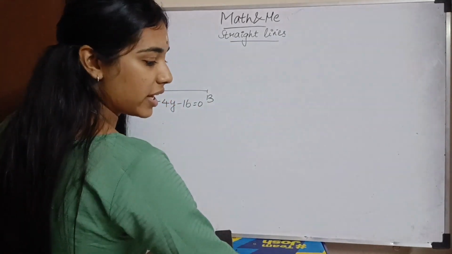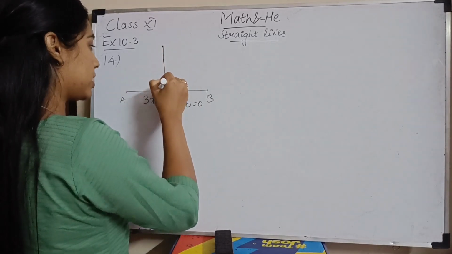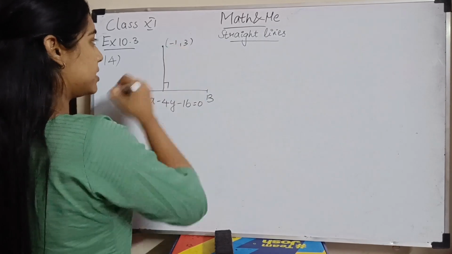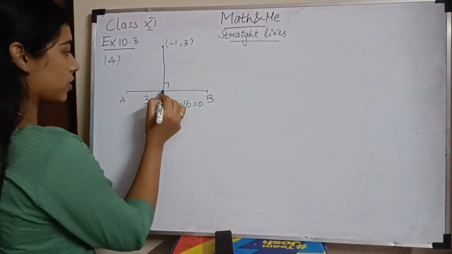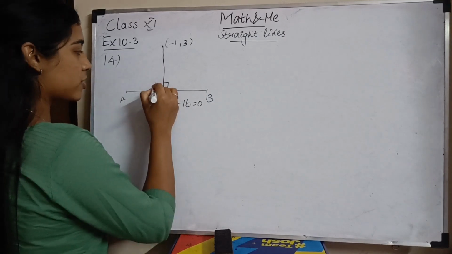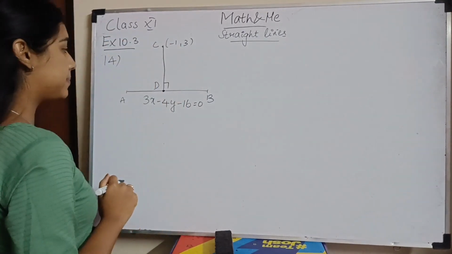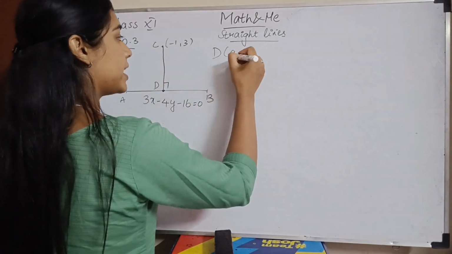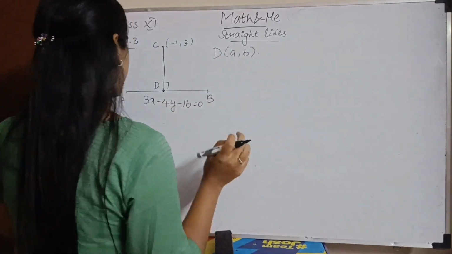There is a perpendicular line from the point (-1, 3). So here you have a perpendicular line from (-1, 3). So you need to find the coordinates of the foot of the perpendicular. They want you to find the coordinates of D. So how do you do that? Let me call the coordinates of D as (A, B). So we have to find A and B.